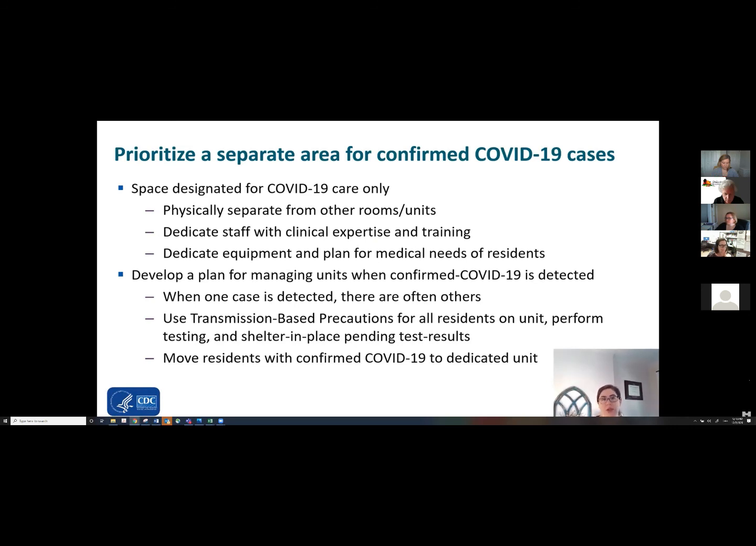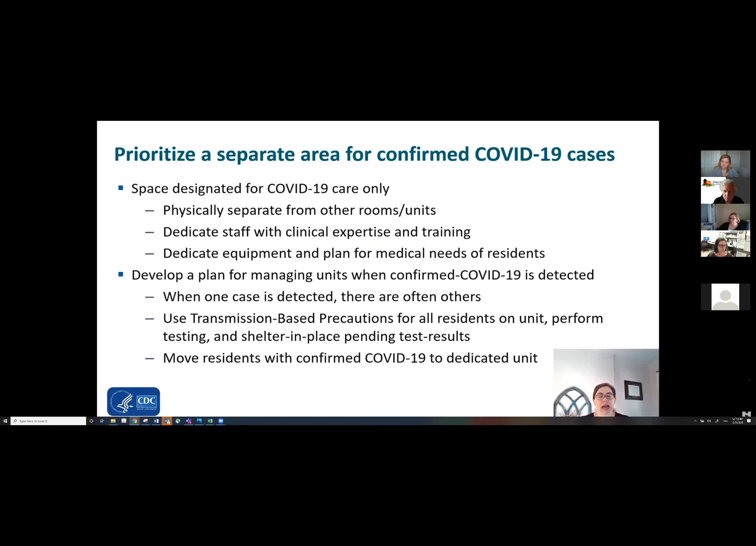We do also recommend considering developing a plan for managing areas of the building when confirmed COVID-19 is detected. So in the example I shared with Mrs. Smith, she was confirmed to be positive and was moved to the dedicated unit. But my question for you was, what do we do next? What do we do with the rest of this unit?